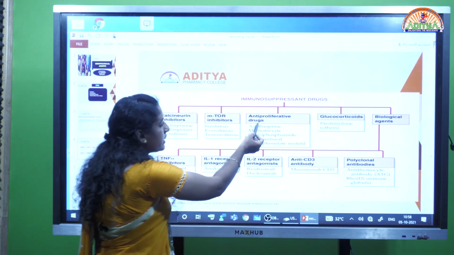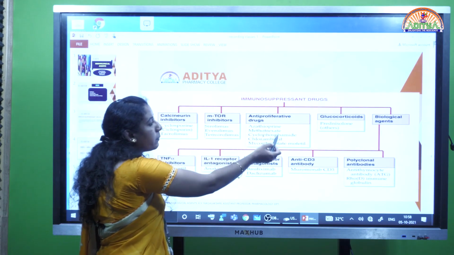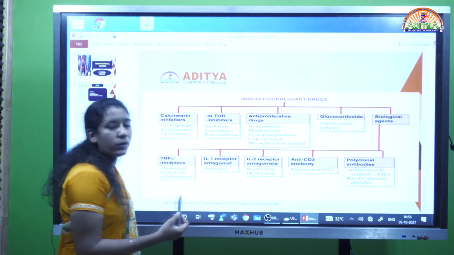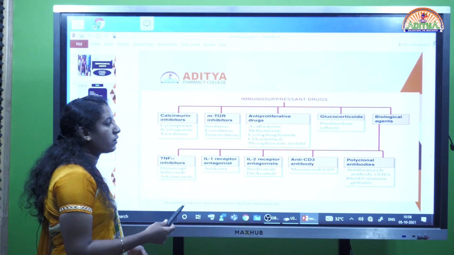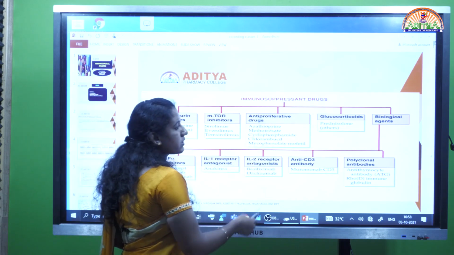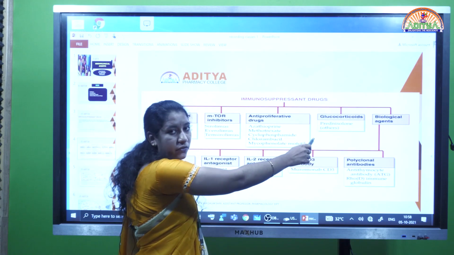So the next class of drugs is anti-proliferative drugs. In the name itself, they will inhibit the proliferation process. So if the proliferation is inhibited, there will be no production of T cells or B cells. So like that, they will suppress the immune responses. And glucocorticoids will inhibit the expression of MHC.